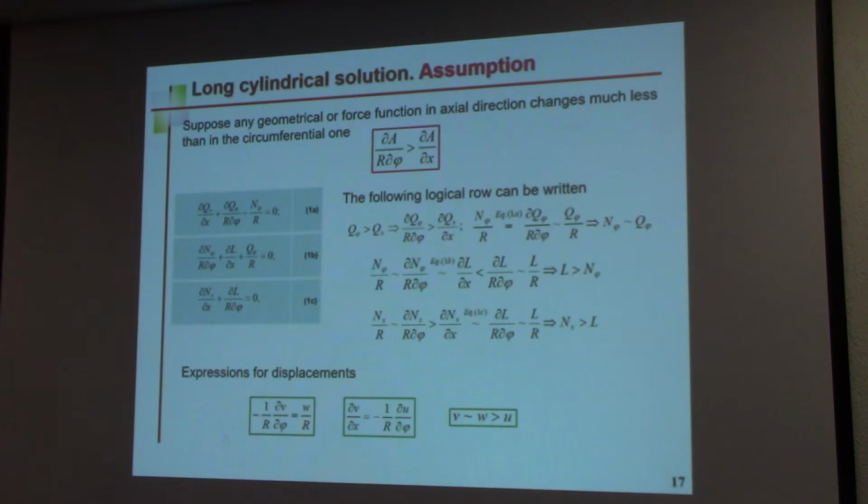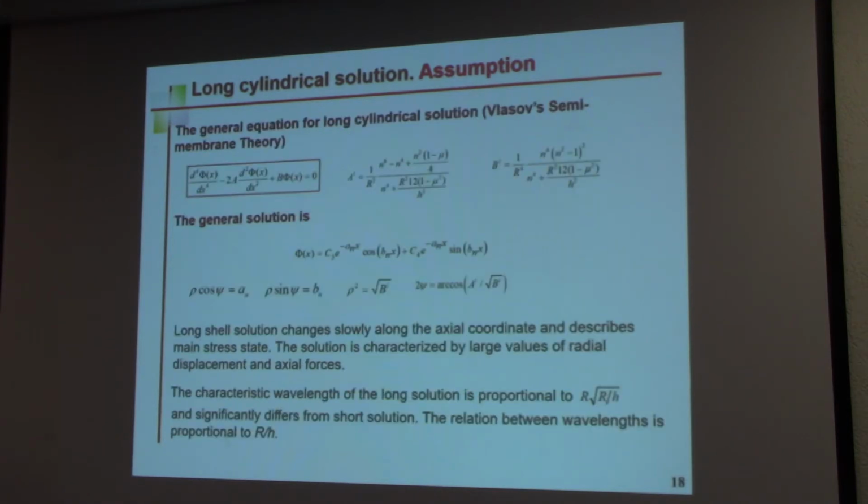Long solution, the same one, but with another assumption: that any geometrical or force function in the axial direction changes much less than in the circumferential one. Again, we arrange our forces and displacements, and we have similar equations but different coefficients. The same form of solution; again, we neglect the increasing terms, only decaying ones. And why is this solution long and that one short? This is long because it is slowly decaying in the axial direction, but the short solution is quickly decaying.